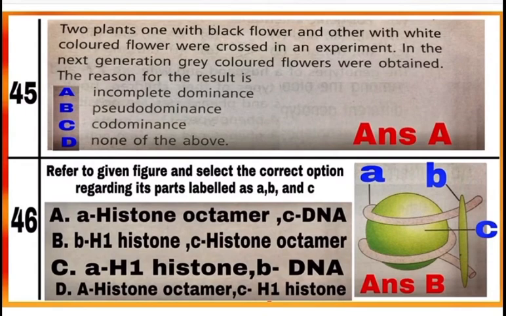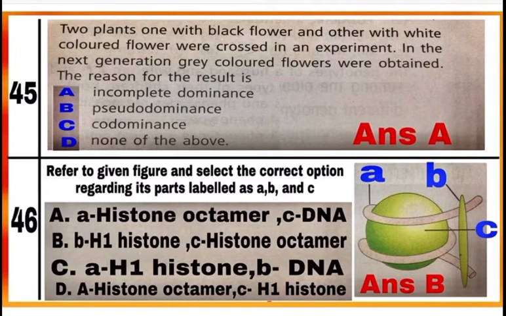Question 45. Two plants, one with black flower and other with white colored flower, were crossed in an experiment. In the next generation, grey colored flowers were obtained. The reason for the result is? Option A. It is due to incomplete dominance.